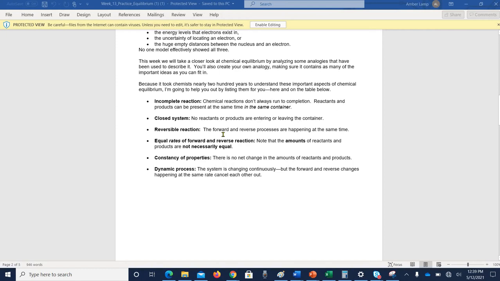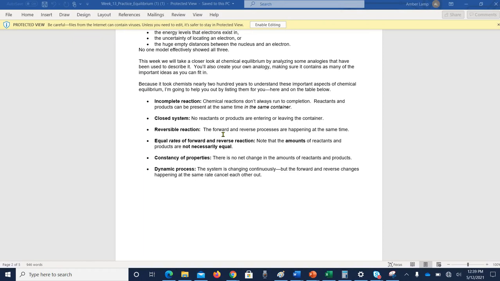Constancy of properties, there's no net change in the amounts of reactants and products. And that one has to do with the total amount of reactants and products. It's not dealing with rates, it just has to do with how much reactants and products you have. Now, with this one, once we're in equilibrium, we can have constancy of properties because ultimately the amounts of reactants and products might not be equal, but they're not going to change. You're always going to have the amount of reactants and products when your rates are the same and not moving.